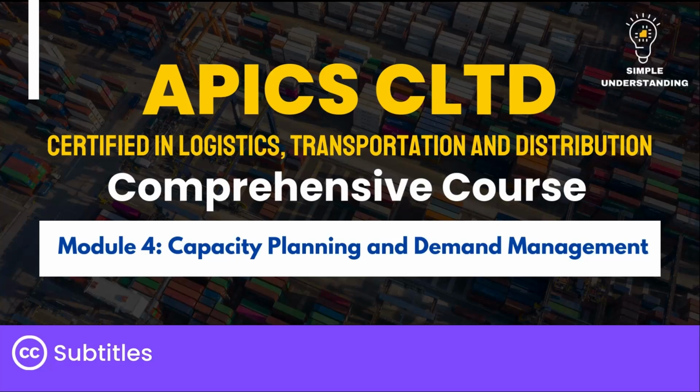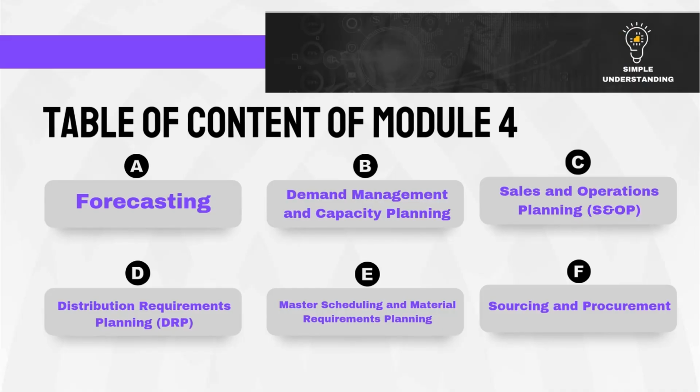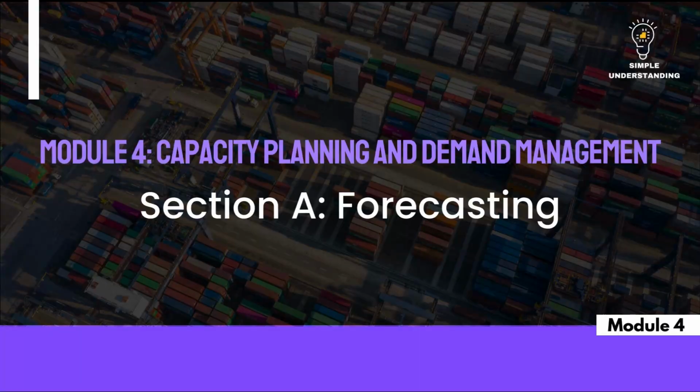Module 4, Capacity Planning and Demand Management, which consists of 6 different sections, which are Section A, Forecasting. Section B, Demand Management and Capacity Planning. Section C, Sales and Operations Planning, S&OP. Section D, Distribution Requirements Planning, DRP. Section E, Master Scheduling and Material Requirements Planning. Section F, Sourcing and Procurement. Let's begin with Section A, Forecasting, with 15 detailed points.